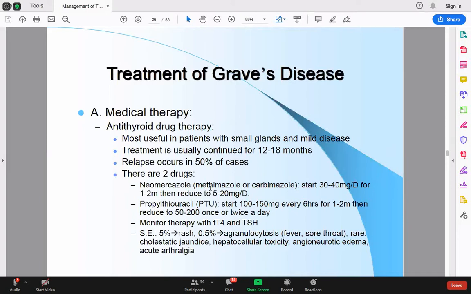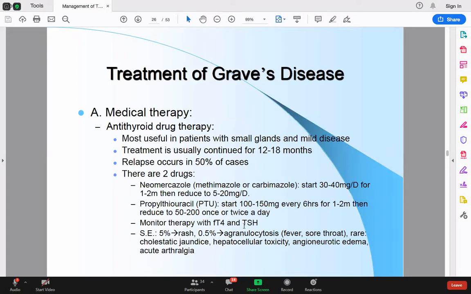There is a high chance of relapse with Graves' disease, up to 50%. 50% relapse is actually very high. We have two types of drug. We have the methimazole, carbimazole, which is considered as the family of Neo-Mercazole, okay? And the second is the PTU, propylthiouracil. In general, the methimazole and the carbimazole have fewer side effects. So in general, it's actually the preferred drug of choice, except in pregnancy, we use PTU, in particular in the first trimester, because it's less teratogenic, okay?